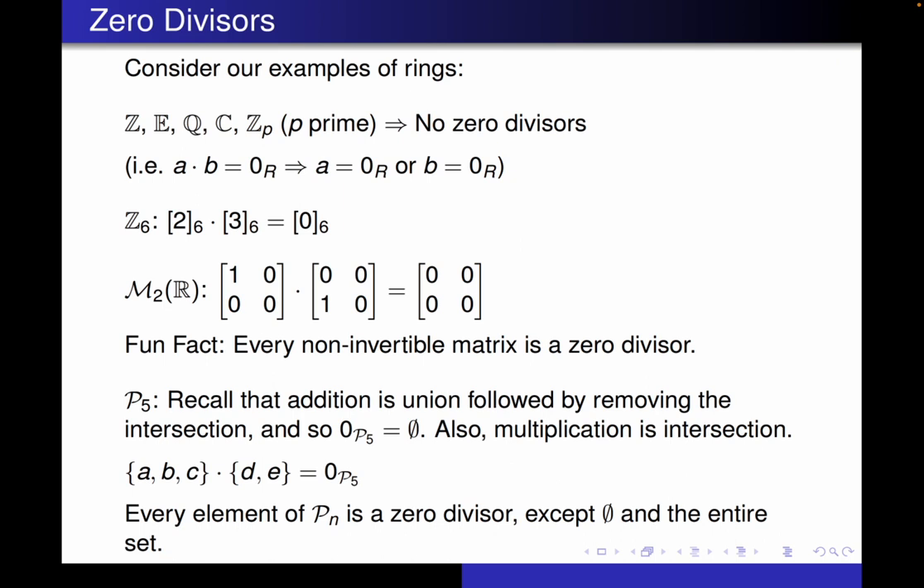And the entire set is not going to be a zero divisor because if you intersect anything with the entire set, the intersection will be the set you're intersecting with the entire set. And so that can only be the empty set in order to get 0.